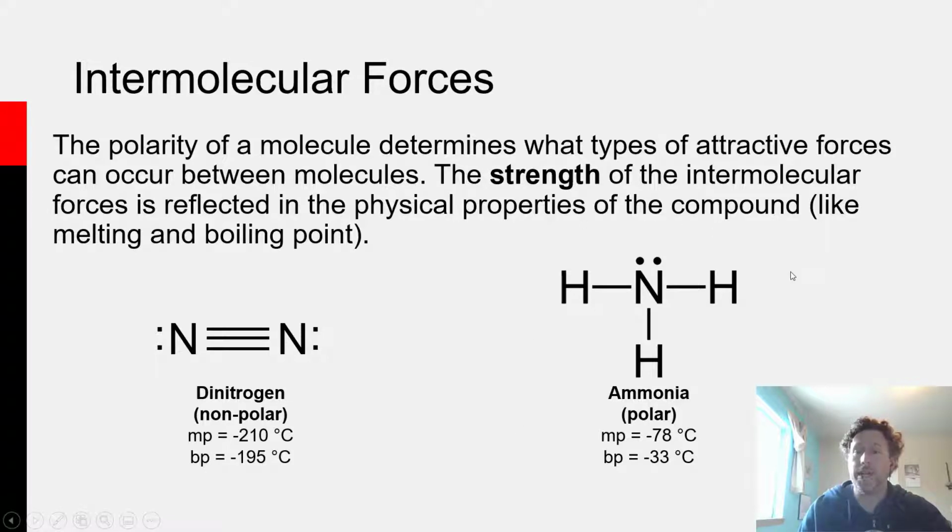Even though it's a similar size molecule, ammonia has stronger intermolecular forces acting between the molecules. Being a polar molecule, its melting point is still not impressively high. It melts and forms a liquid at about negative 78 Celsius and has a boiling point of negative 33 degrees Celsius, so it tends to be a gas at room temperature.